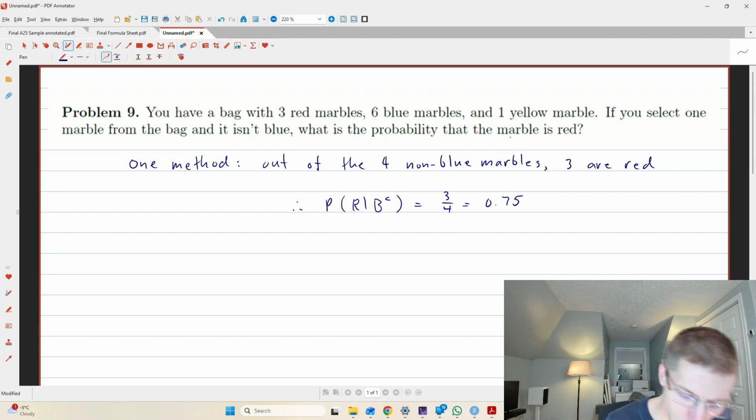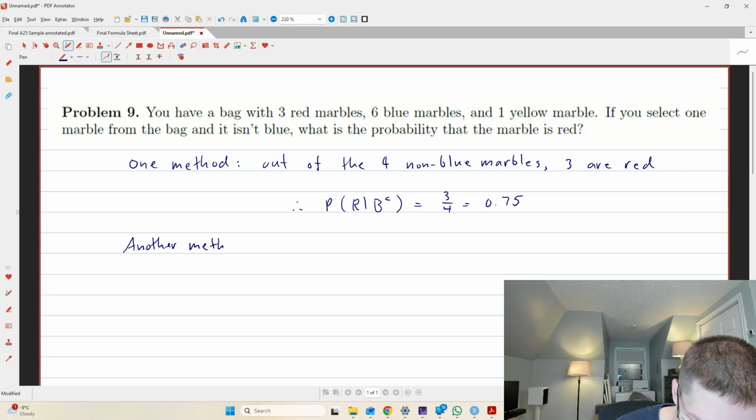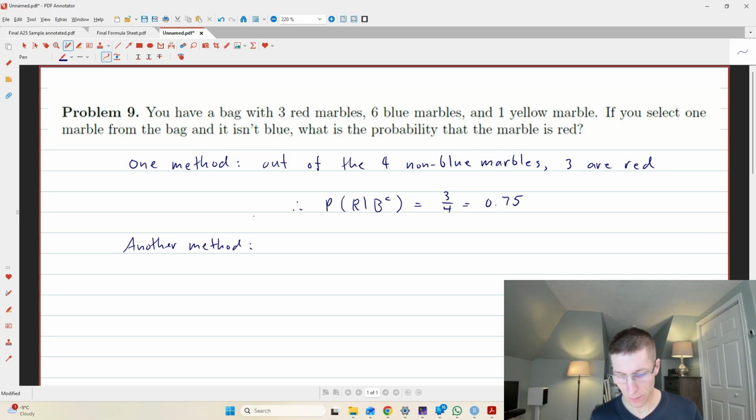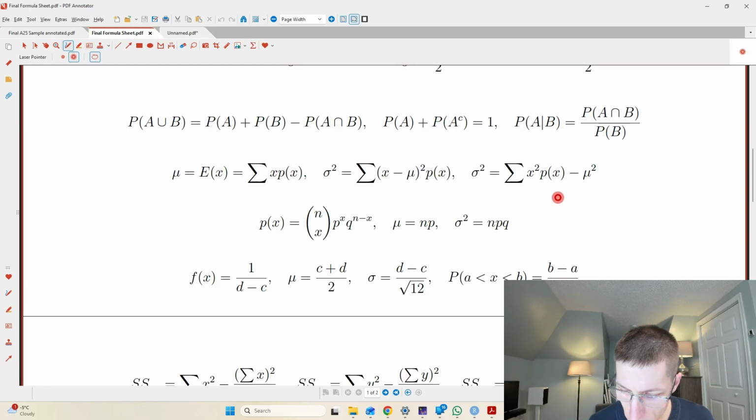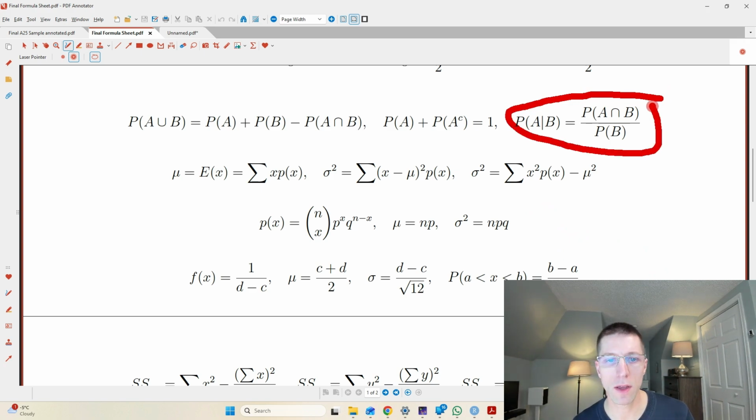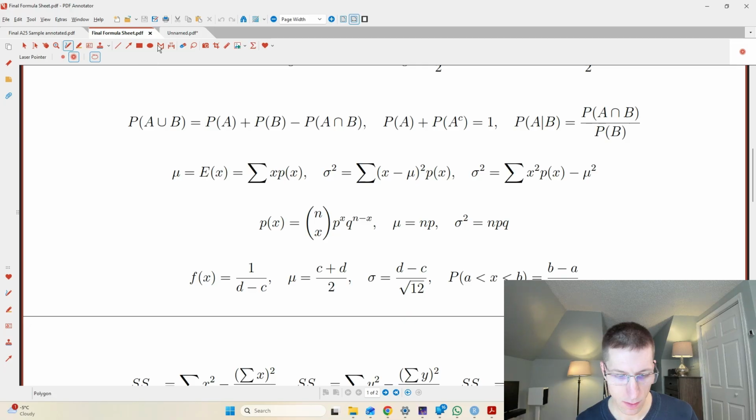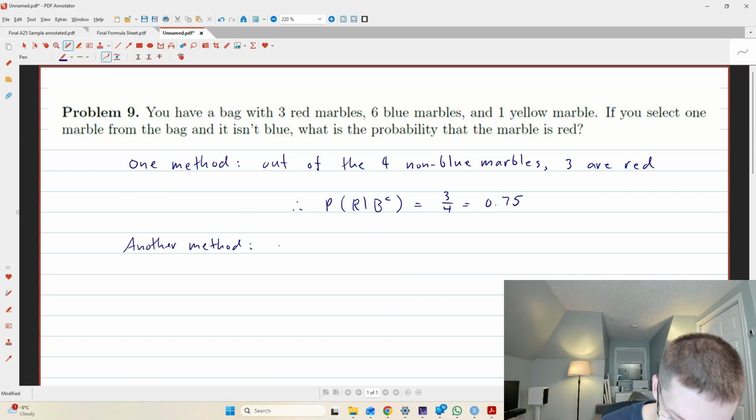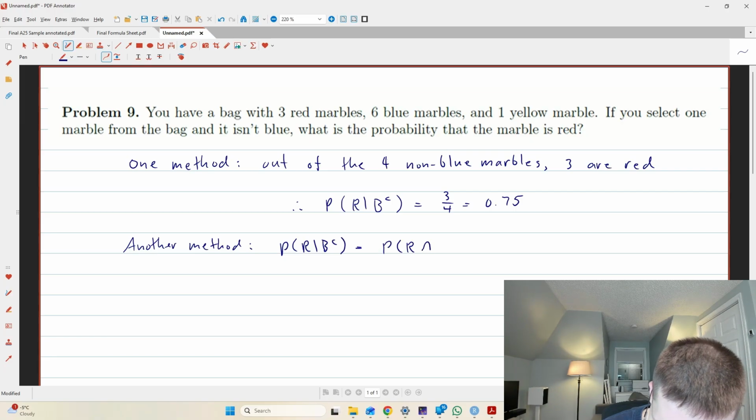Another method is to use your conditional probability formula. So here we've got this formula for P of A given B. It's P of A intersect B divided by P of B. So we can say, okay, P of red given not blue is the probability of red intersect blue complement divided by the probability of blue complement.